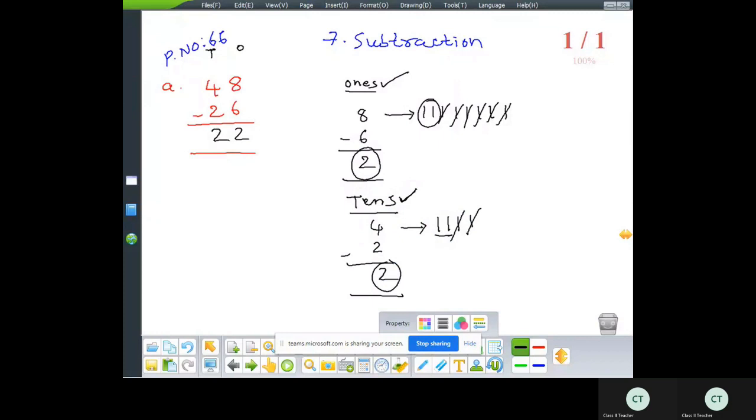Answer is 22. 48 minus 26 is equal to 22. See, given numbers are 48 and 26. Subtraction of 48 minus 26 is equal to 22. This is the answer for A. Now B1.